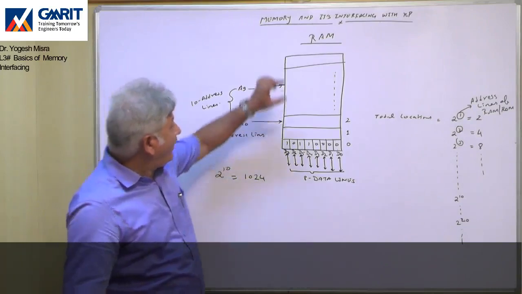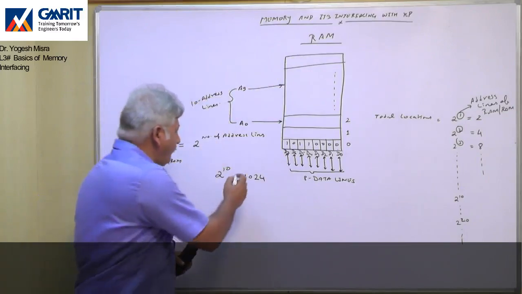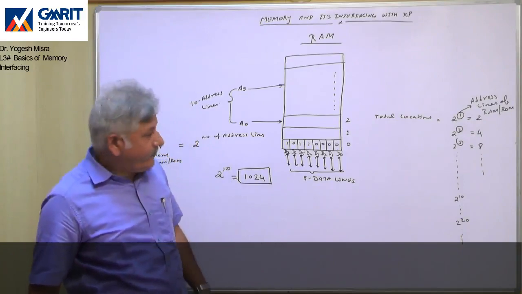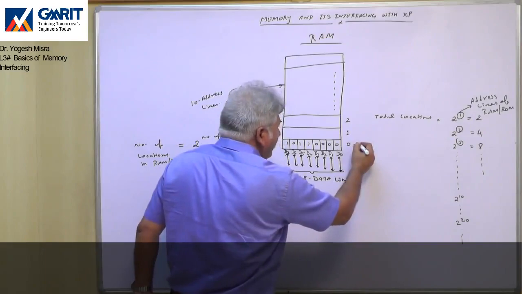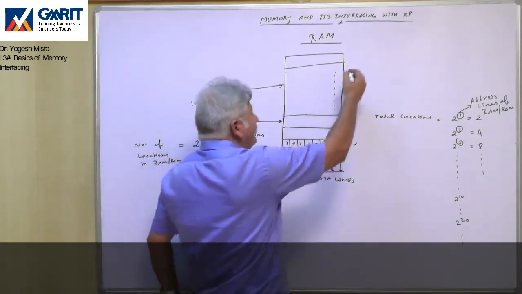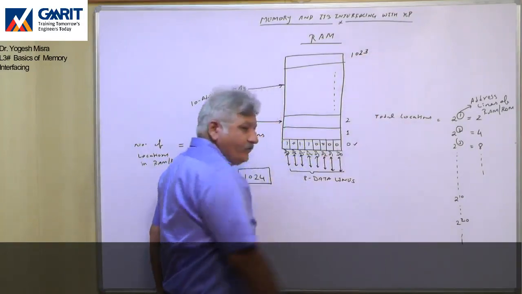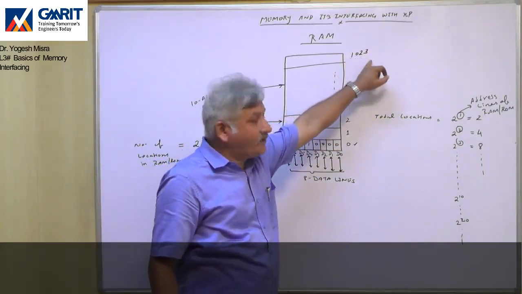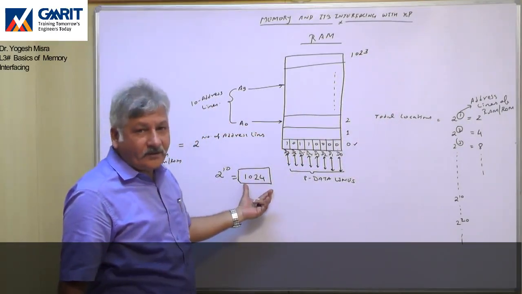So a RAM which has 10 address lines will have 1024 locations, right? Since we start with location number 0, what will be the last location? The last location will be 1023. So from location number 0 to location number 1023, in total there are 1024 locations.